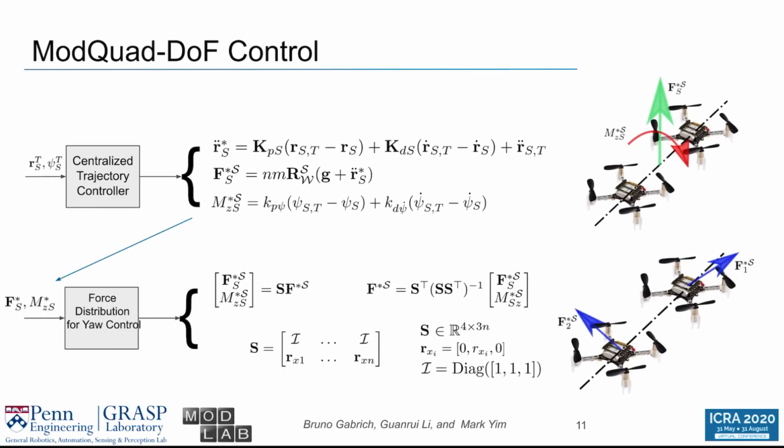Going to the centralized trajectory controller and giving a specific position and yaw, we can compute the desired structure force and desired structure moment in Z. Once we have both entities computed, we transform them into n desired force vectors that are correlated to each specific module. This is made possible by applying the pseudo-inverse of matrix S. This pseudo-inverse transformation minimizes the sum of all y components of these desired force vectors.